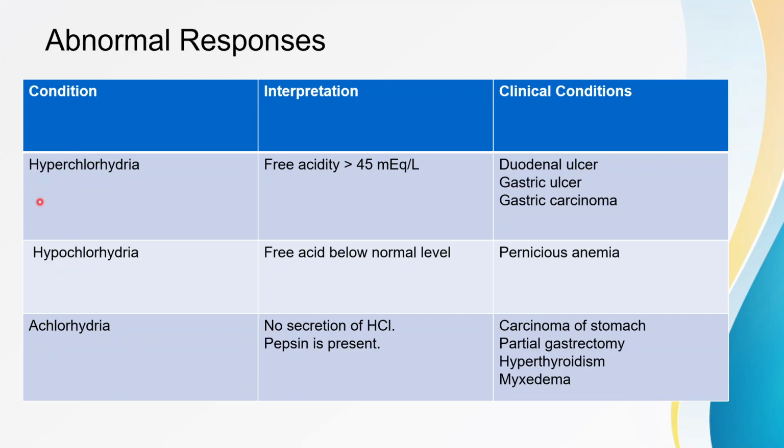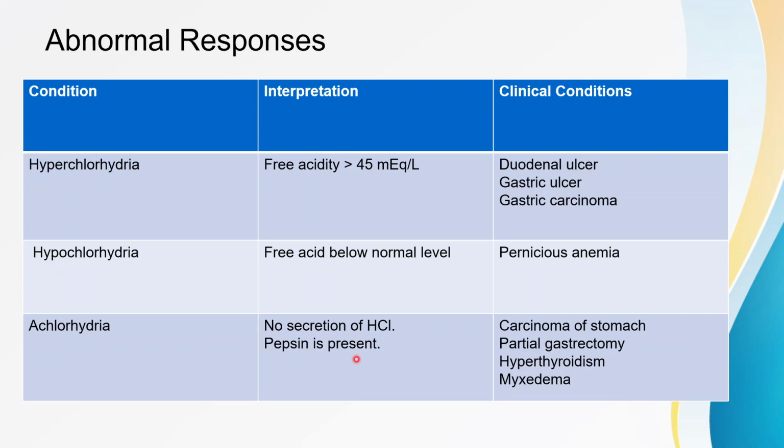So these are the three abnormal conditions we can interpret with fractional gastric juice analysis. In hyperchlorhydria, the free acidity will be more than 45 milliequivalents per liter. In hypochlorhydria, the value will be below normal. In achlorhydria, there will be no secretion of HCl. These pathological conditions may include TB, ulcer, pernicious anemia, and chronic gastritis. Achlorhydria is seen mostly in older people, more than 70 years of age.